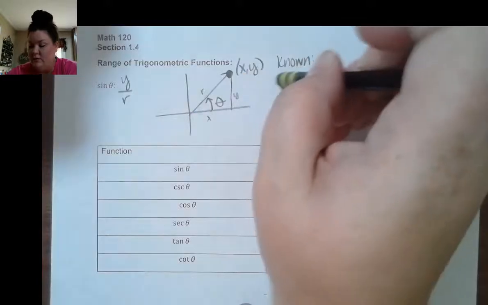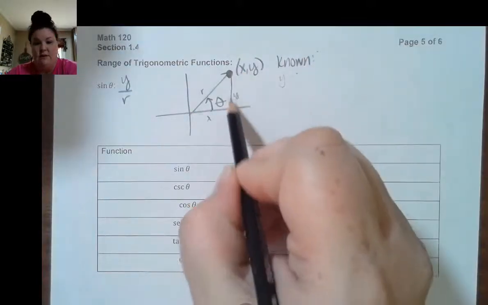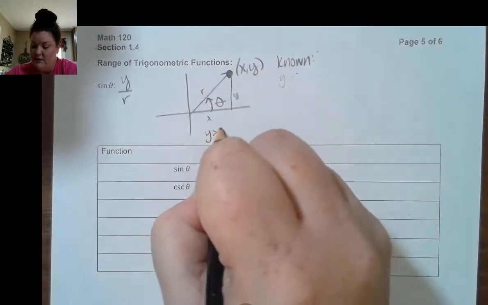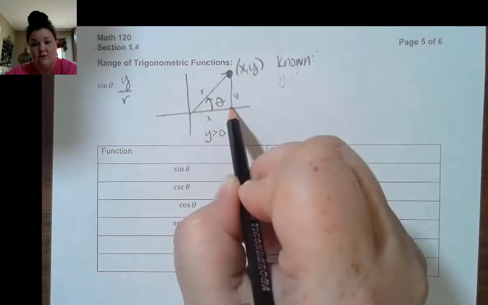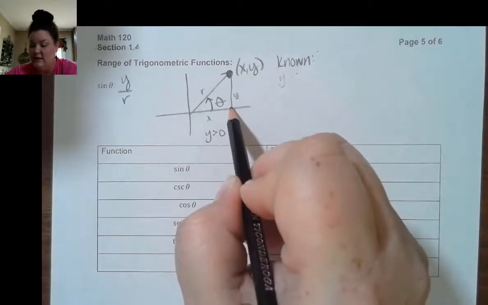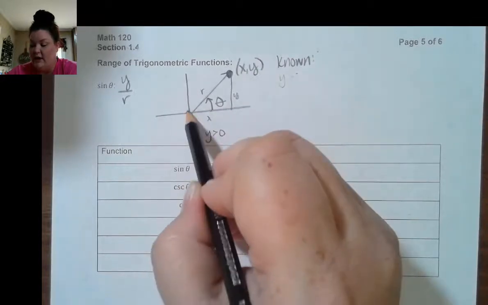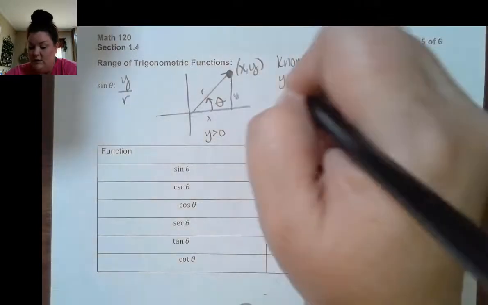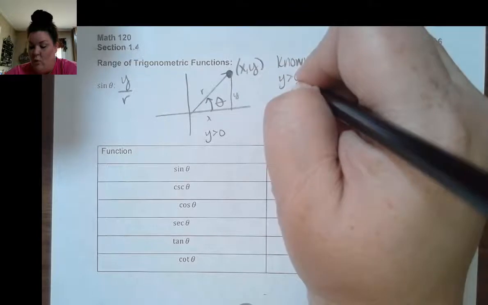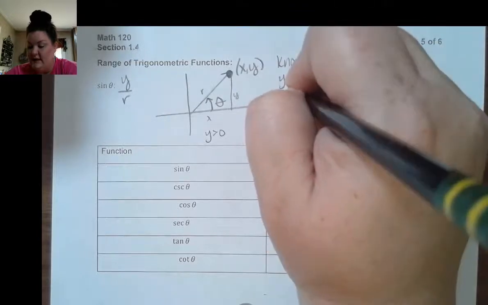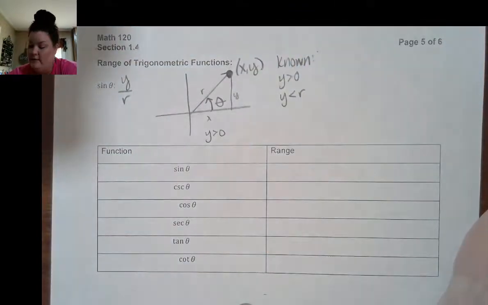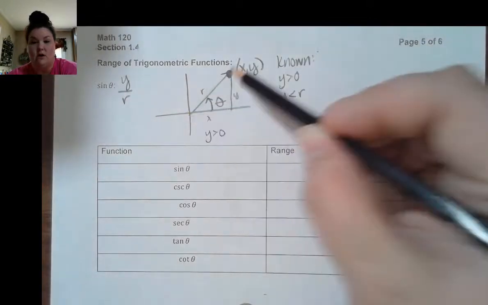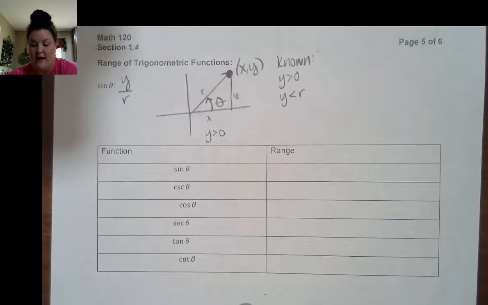If we're in quadrant 1, we agree that y is greater than 0, because we had to go out a certain distance on our x and on our y. We also know that y is less than r. This length y has to be smaller than the hypotenuse r. These are just known facts, okay?